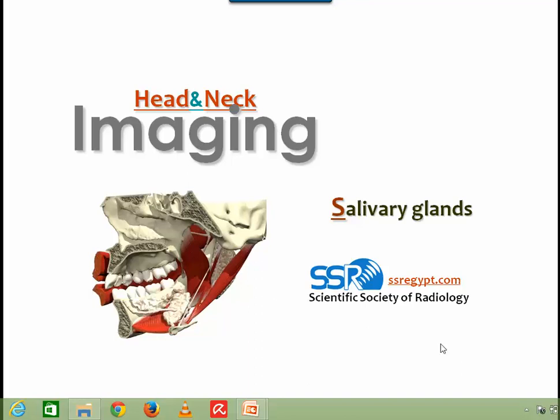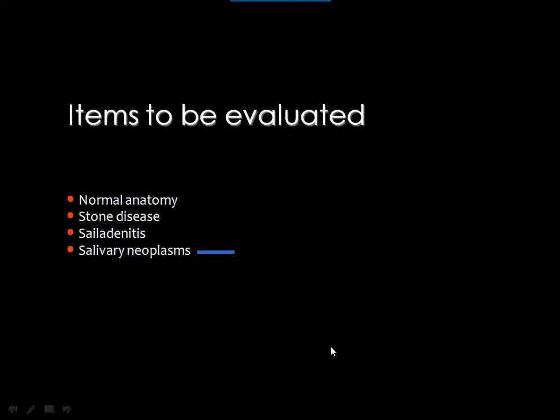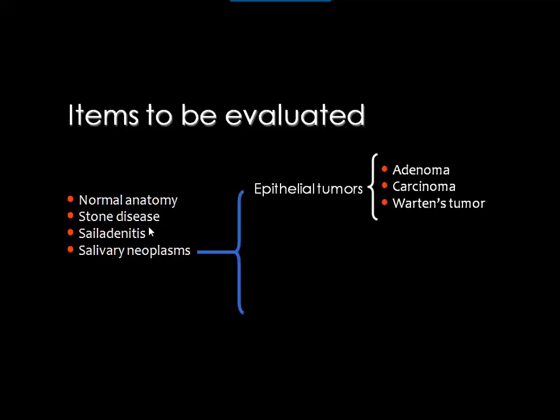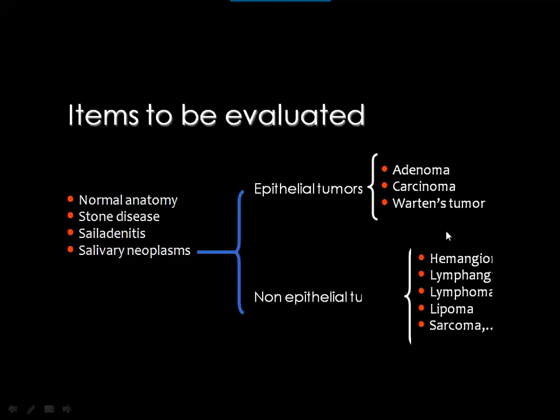Dear colleagues, this is one of the lectures in the series of the head and neck imaging. It will deal with imaging of the salivary glands. And in the salivary glands we have to know something about the anatomy, and we will mention the stone diseases, the sialadenitis, as well as the salivary neoplasms, including the epithelial tumors like adenoma, carcinoma, and Wharton tumor, as well as the non-epithelial tumors like hemangioma, lymphangioma, lymphoma, lipoma, and sarcoma.